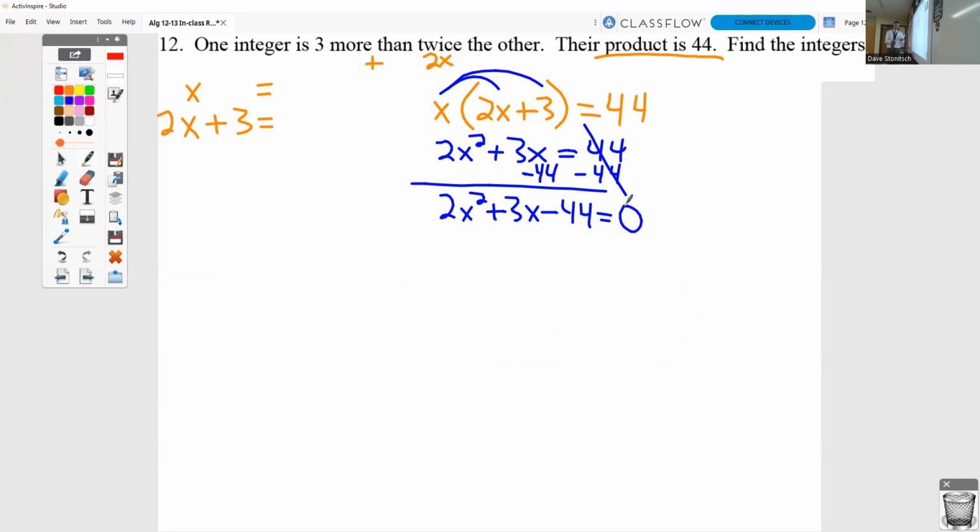Now you have your choice. You could do reverse FOIL. You could do the quadratic formula. It all depends on what you want to do. I'm going to do this one by reverse FOIL. So what times what is negative 44 that adds up to 3?